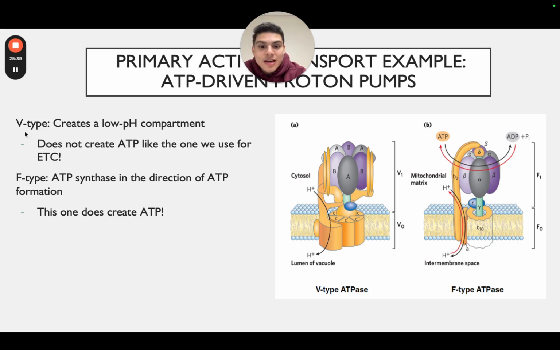And these are the different types of ATP synthase. There's the V-type, which creates a low pH environment and does not create ATP like the one we use for ATP. It's this one right here. And then F-type, ATP synthase in the direction of ATP formation, and this one does create ATP. So something to know in terms of where protons move, the directionality.